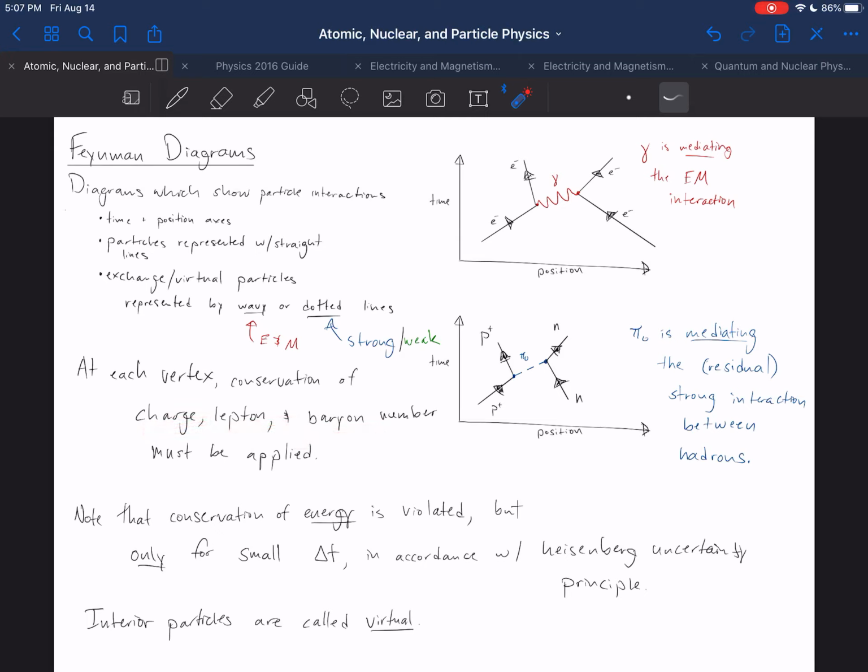One bit of vocabulary, as mentioned before: these interior particles are known as virtual particles. Virtual is not just a synonym for exchange particle. Virtual highlights another feature of these particles, which is that they cannot be detected. The exchange part is that they are exchanged between these incoming particles. So this proton and this neutron have their interaction mediated by the exchange pion here, which is a virtual particle because you cannot detect it.